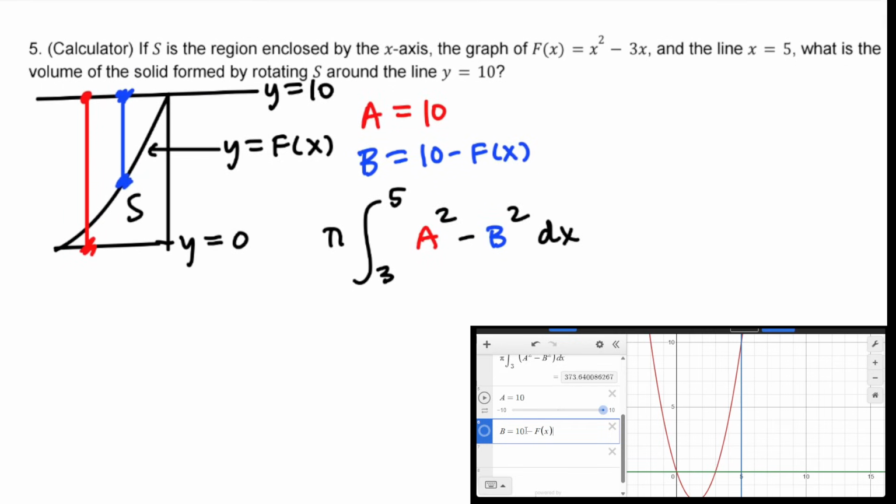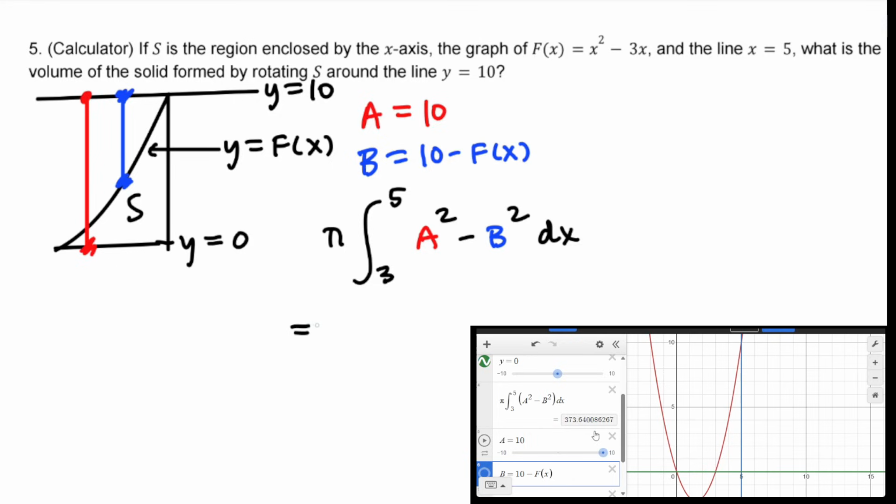Oh, whoops, scroll up over here. So if I've got that integral right there, I've got it set up, so I wrote it, okay, that's going to equal 373.640.